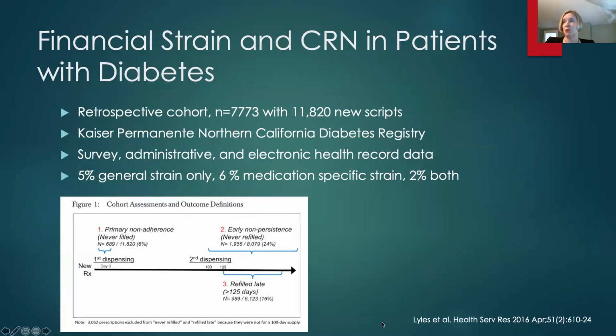So in a retrospective cohort study completed using the Kaiser Permanente Northern California Diabetes Registry, including a combination of survey, administrative, and electronic health record data, they found a relatively low prevalence of general and medication-specific strain. However, this population was insured and was part of an integrated health system, so does not reflect the population of the US as a whole. They examined the association between each strain measure with never filling medication, which they termed primary non-adherence, never refilling a medication, which was early non-persistence, and refilling a medication late.